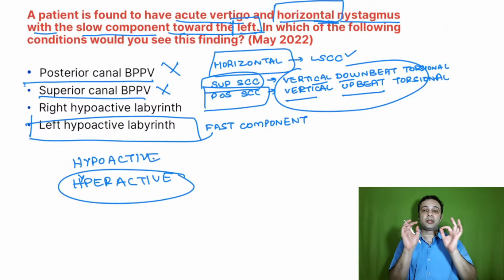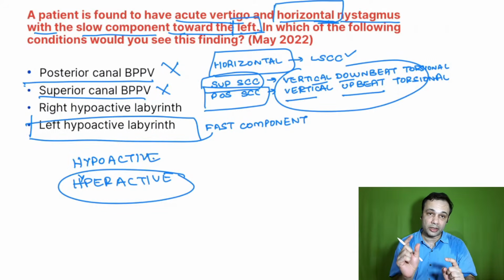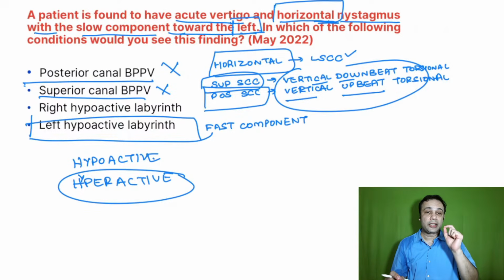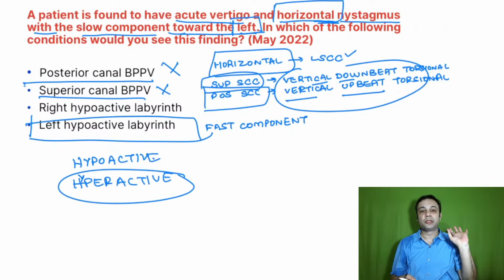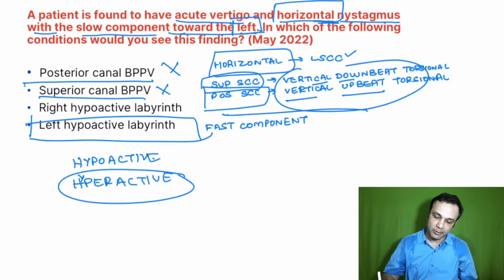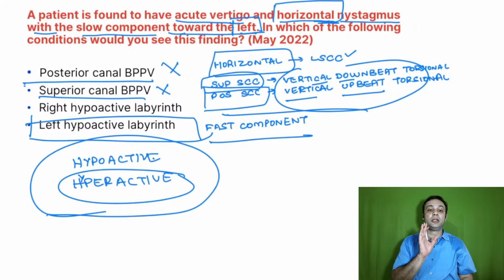Horizontal nystagmus in lateral semicircular canal involvement. Remember, a torsional component may also be present. When there is a vertical downbeat torsional nystagmus, think in terms of the superior canal. Superior produces down, posterior canal produces up, so vertical upbeat torsional. Okay, a few rules to remember here: the type of nystagmus, where the fast component goes, and what happens when the labyrinth is hyperactive or hypoactive.